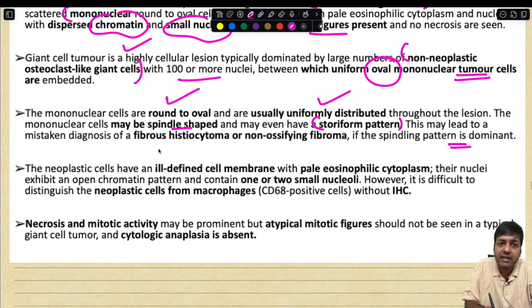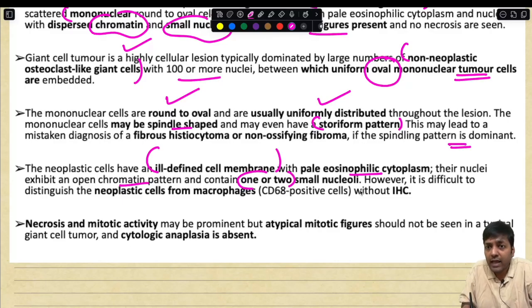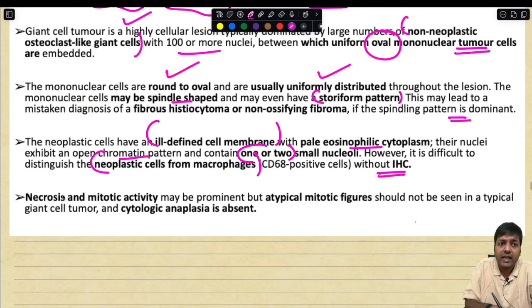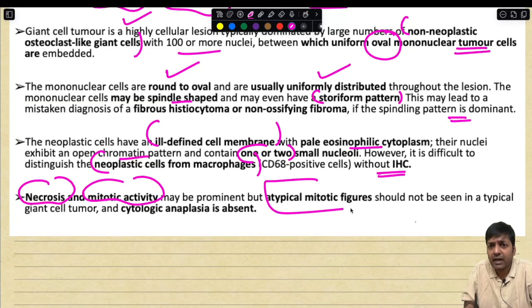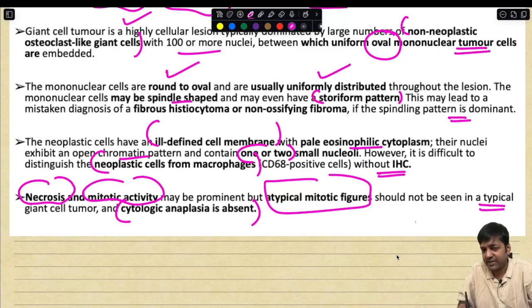The neoplastic cells have an ill-defined cell membrane with pale eosinophilic cytoplasm. The nucleus exhibits open chromatin and contains 1 to 2 small nucleoli. However, it is difficult to distinguish the neoplastic cells from macrophages, which are CD68 positive, without immunohistochemistry. Necrosis and mitotic activity may be prominent, but atypical mitotic figures should not be seen in a typical giant cell tumor, and cytological anaplasia is absent.